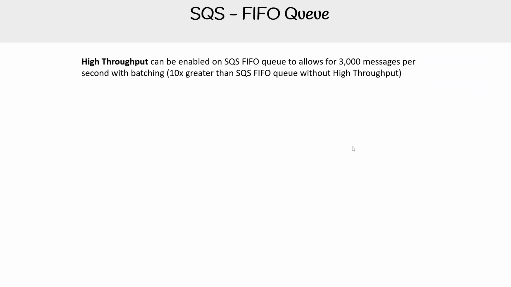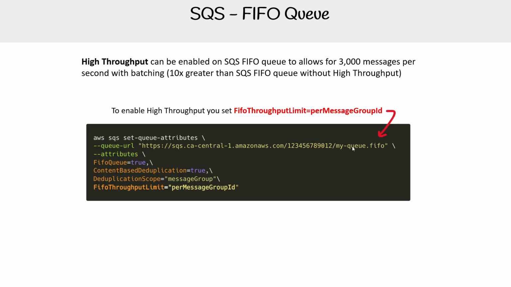You can set high throughput. This is a thing that you can enable on FIFO. It allows for 3,000 messages per second with batching, so 10 times greater compared to when it does not have high throughput. You can turn this on by setting the FIFO throughput limit, the message group. I'm going to assume this costs extra money. But yeah, if you need more throughput, you can get it, okay?